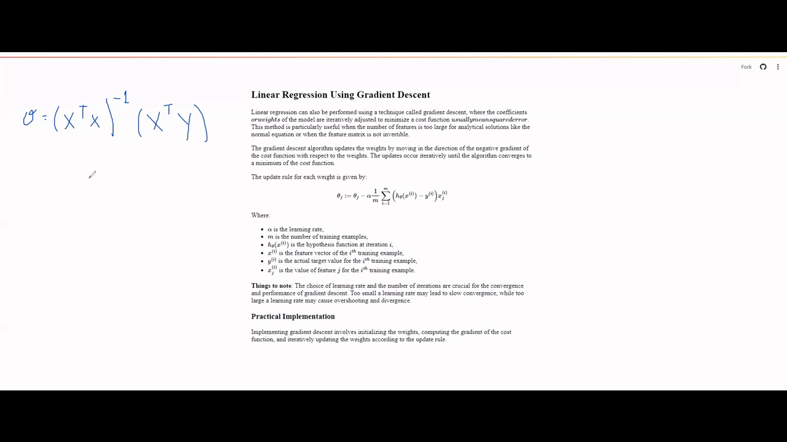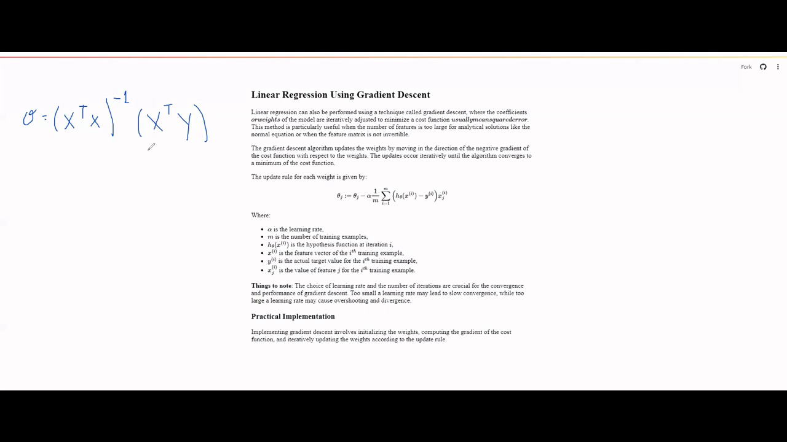So if we had a lot of features and a lot of observations, we would have to invert a matrix that's going to have a very large dimension. x transpose times x is going to be a very large square matrix. Then we also have to multiply these matrices with other matrices that are going to be quite big as well. If you have a lot of features and a lot of observations, all of these matrices are going to be very big.